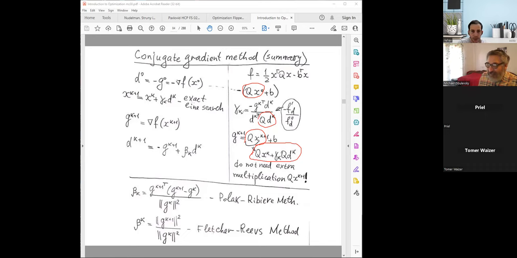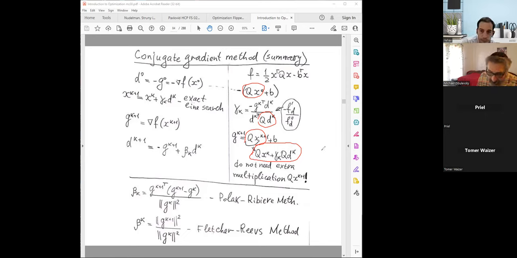That means that in practice, after we calculate QDK, there is no need to calculate the other one again? No. One of them you should calculate. Assume that you decided that you will calculate QDK for every new D, then you don't need to calculate QXK or QXK plus one. You only calculate QDK. Only one.